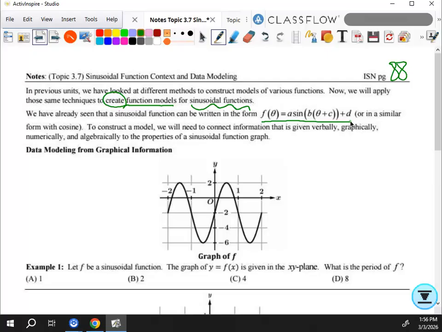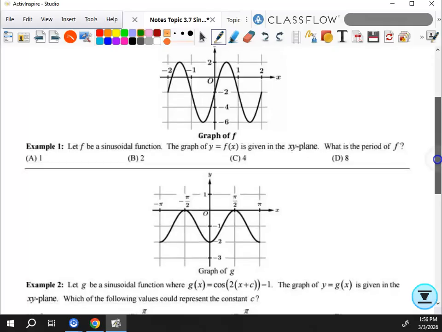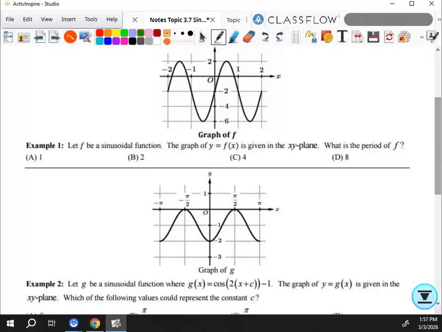Some of what we're going to do today is going to feel very much like what we did yesterday, but that's okay because we can always use some more practice, okay? So let's look at this first one. It says, let f be a sinusoidal function. The graph of y equals f of x is given in the xy plane. What is the period of f?